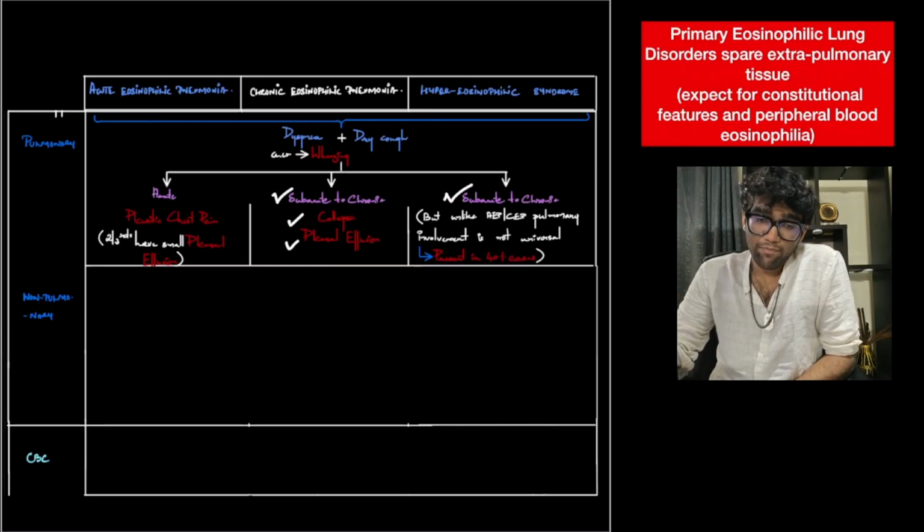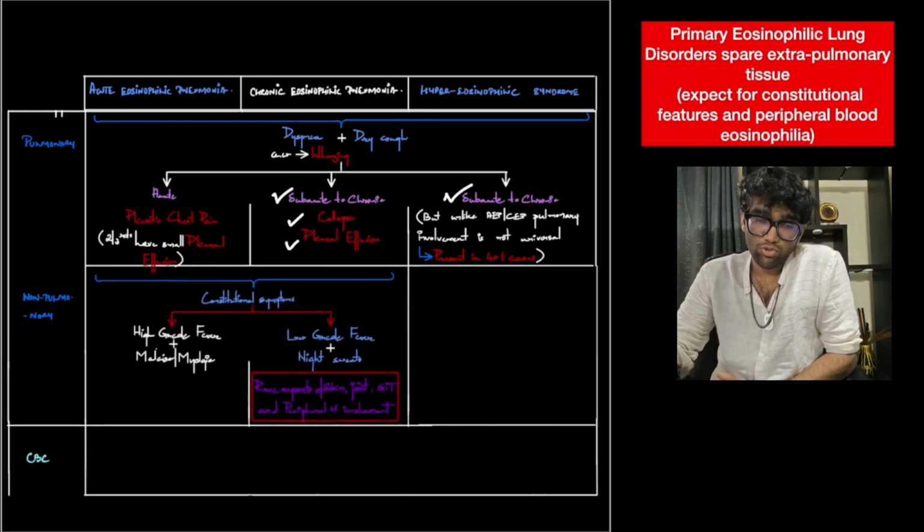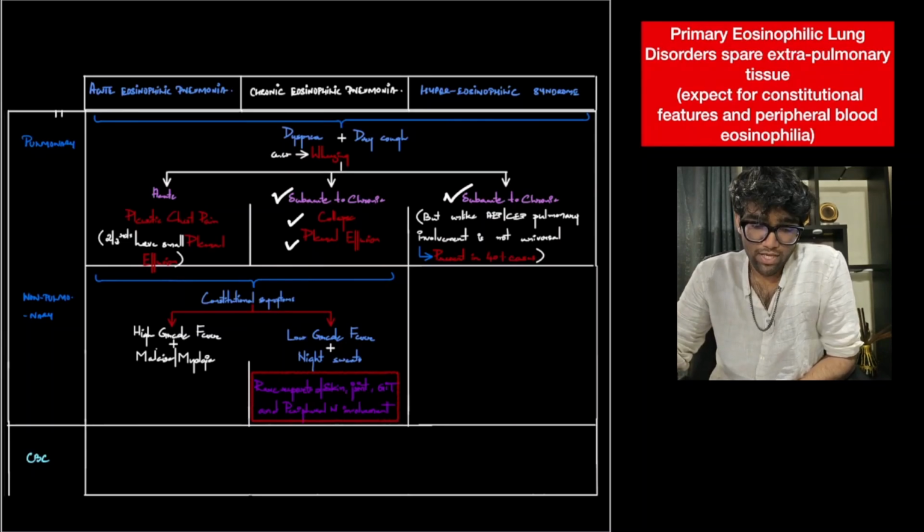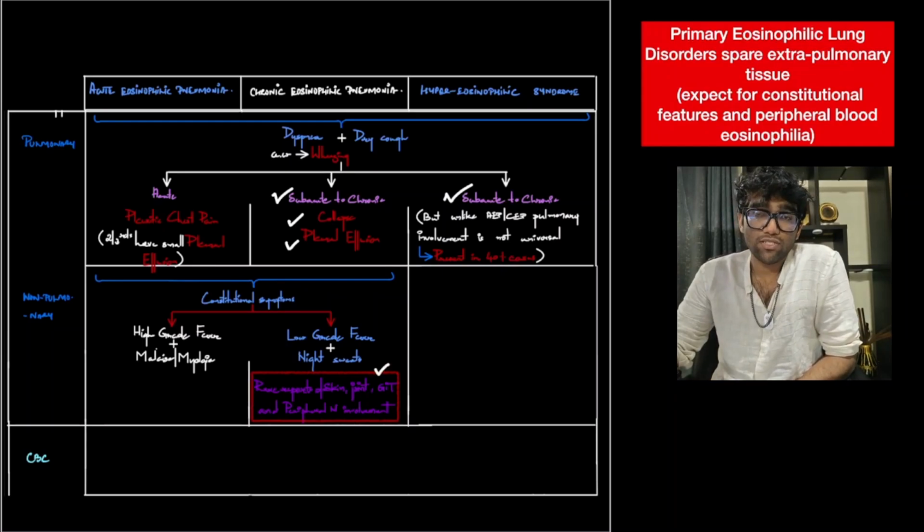That is, primary eosinophilic pneumonias, both types, do not have any other extrapulmonary symptomatology or involvement. So they may have constitutional features such as fever, malaise and night sweats, but otherwise they do not have any other involvement. Now, there are rare reports of chronic eosinophilic pneumonia having skin, joint, gastrointestinal tract and peripheral nerve involvement, but probably that is due to a misdiagnosis.